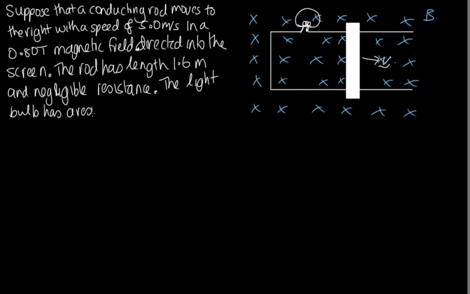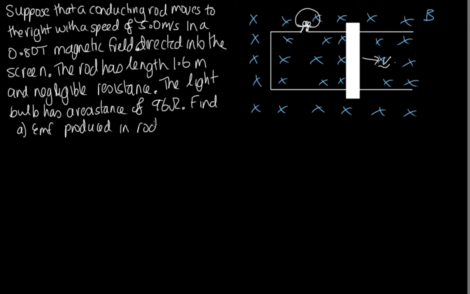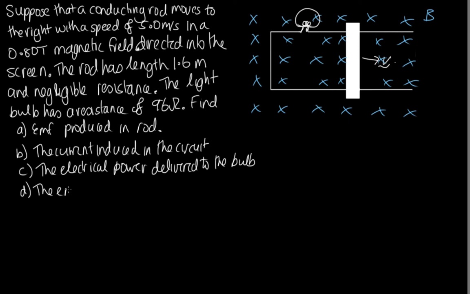The light bulb has a resistance of 96 ohms. Find A, the EMF produced in the rod, B, the current induced in the circuit, C, the electrical power delivered in the bulb, and D, the energy used by the bulb in 60 seconds.